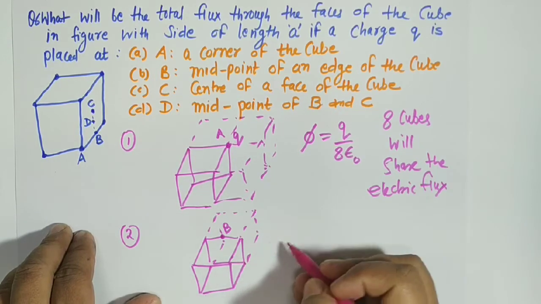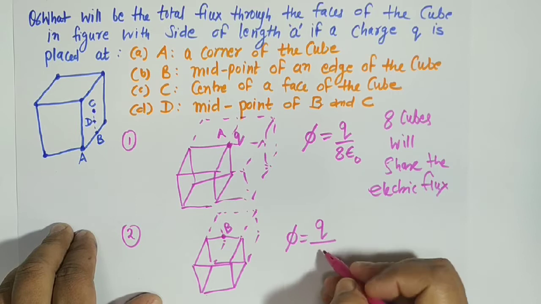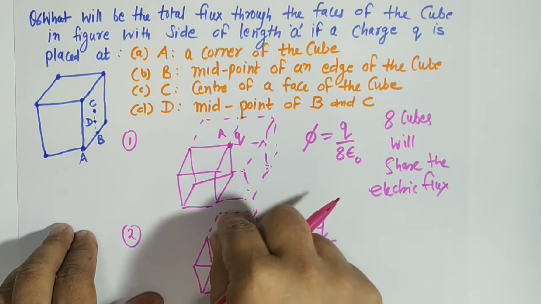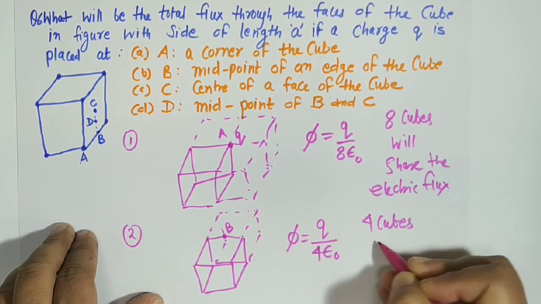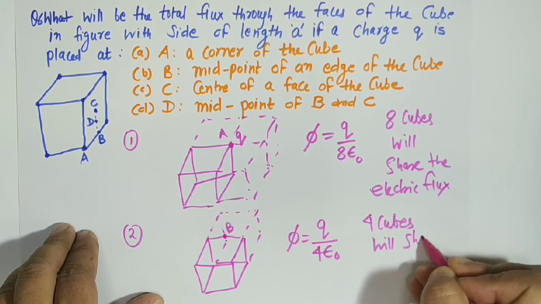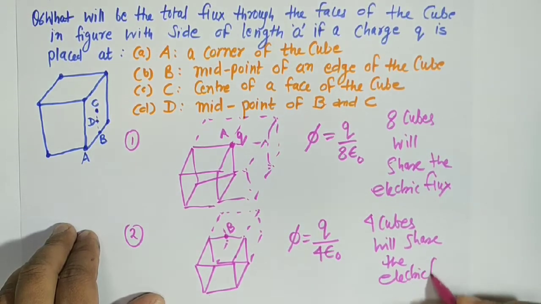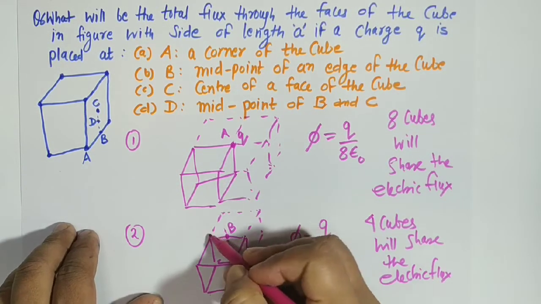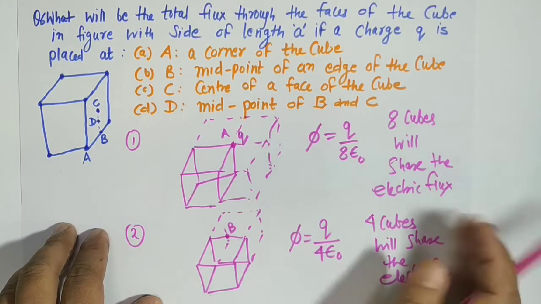So net flux will be what? From a single cube it will be q by 4 epsilon naught, because 4 cubes are required, 2 on the down and 2 on the up. So 4 cubes will share the electric flux. So this is the second case. Got it? So when you keep it at the center of the edge, you need 4 cubes.